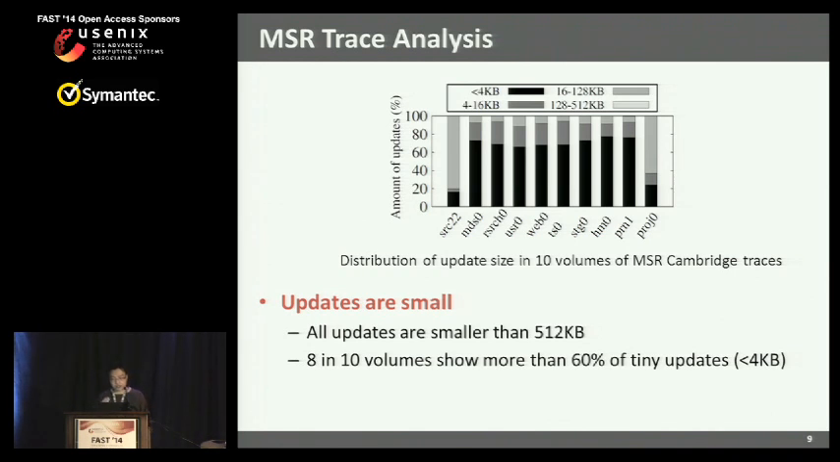The x-axis is different volumes, and the y-axis is the amount of updates in terms of the percentage of the update size. We see that actually all of these updates are smaller than 512 kilobytes, which is considered small if you deploy distributed storage systems. And 8 of these 10 volumes show more than 60% of tiny updates, which are less than 4 kilobytes. So updates are very small. In other words, we need to deal with small writes where we may just update a small part of your data.